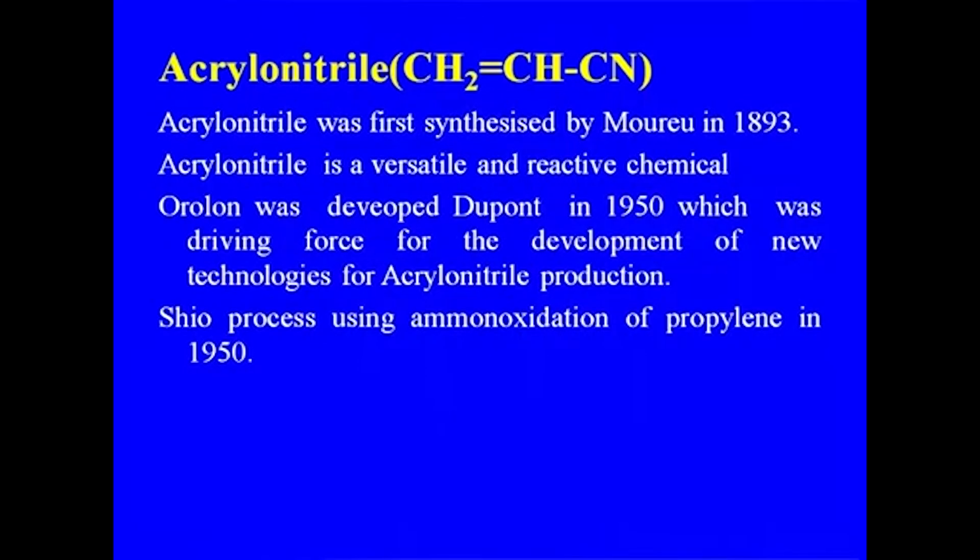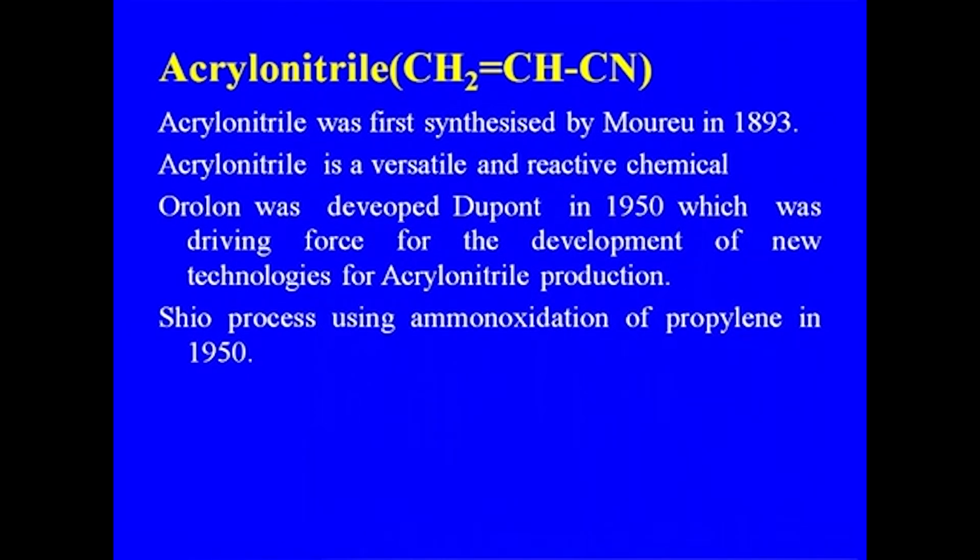Acrylonitrile. Now let us discuss acrylonitrile, which is the raw material for the acrylic fiber, and its importance. It is important not only because of the acrylic fiber, but there are various combinations of acrylonitrile, butadiene and styrene for making synthetic rubber also, which have better salient properties towards oil. Acrylonitrile was first synthesized by Moureu in 1893. Acrylonitrile is a versatile and reactive chemical.